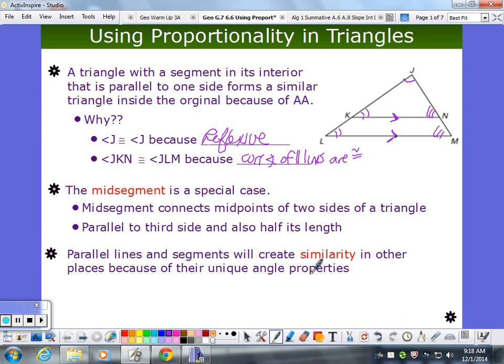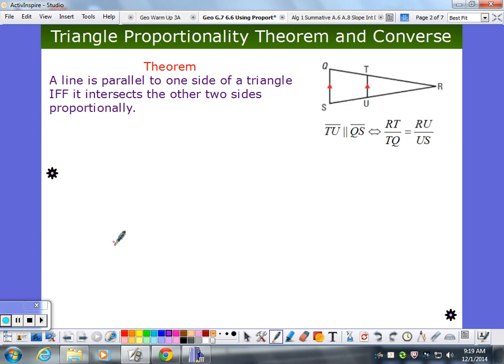So we're going to look at different cases of having parallel lines in different spots. So this leads us to the triangle proportionality theorem and its converse, because this is an if and only if. It's a bidirectional, biconditional statement. A line is parallel to one side of a triangle if and only if it intersects the other two sides proportionally. Meaning that if these two things are parallel, then RT to TQ equals RU to US. Or you can also say if RT and TQ are proportional to RU and US, you have parallel lines. So they go back and forth that way.